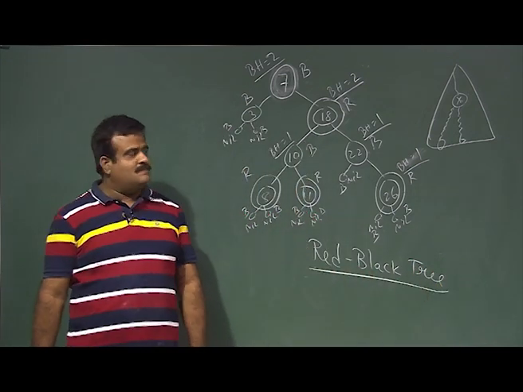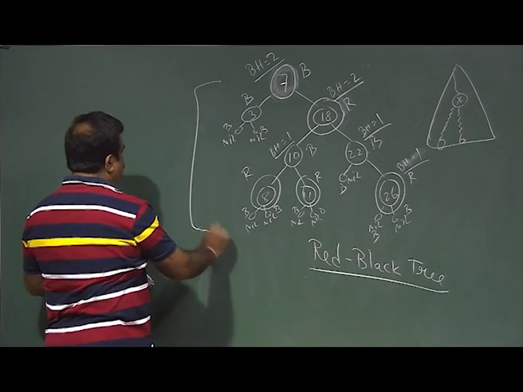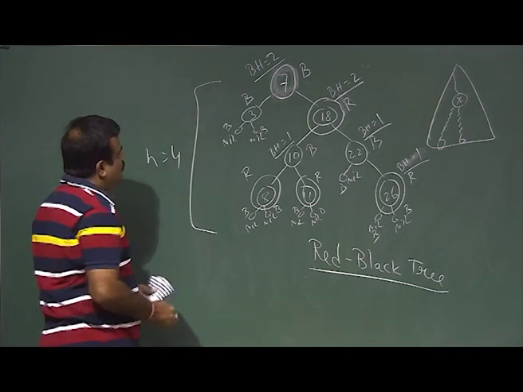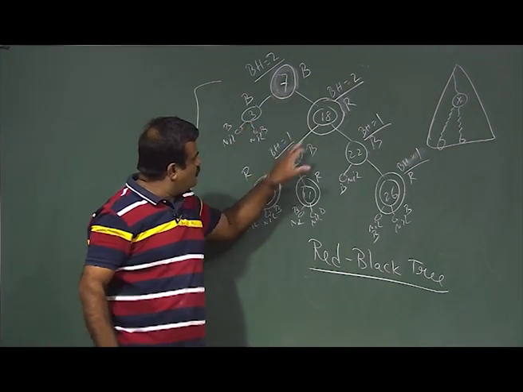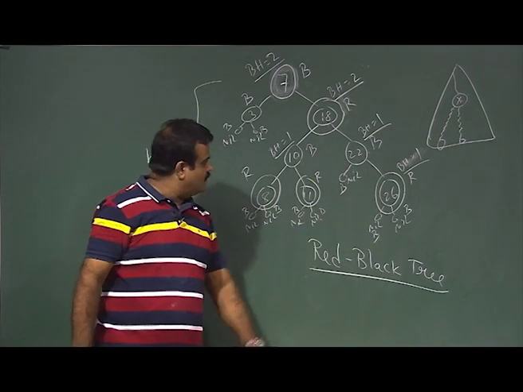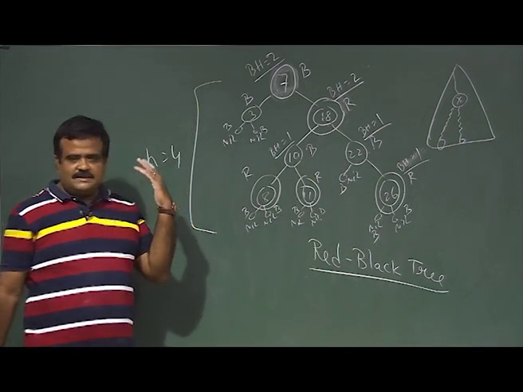Okay. And this is balanced. What is the height of this tree? Height of this tree is 4. And how many elements are there? 1 2 3 4 5 6 7 8. Okay. So, but this is 8.